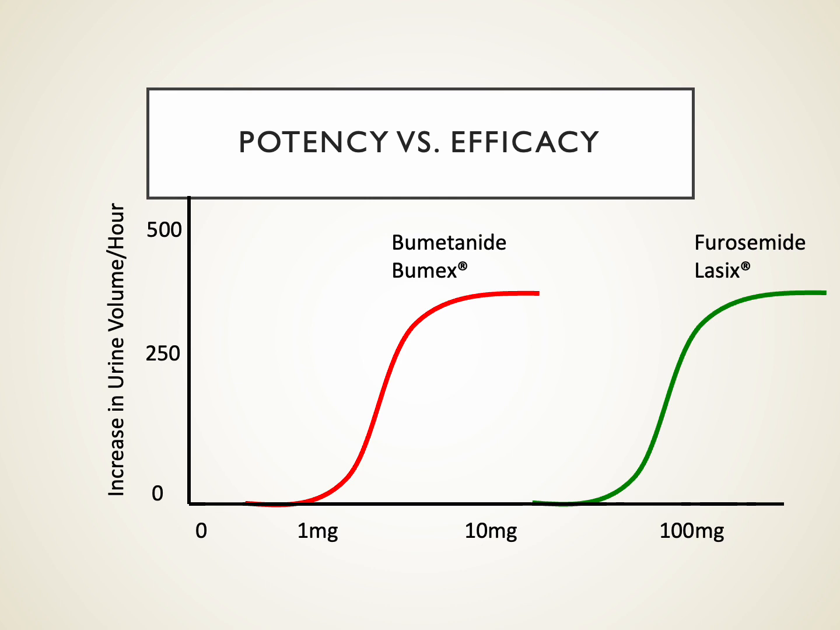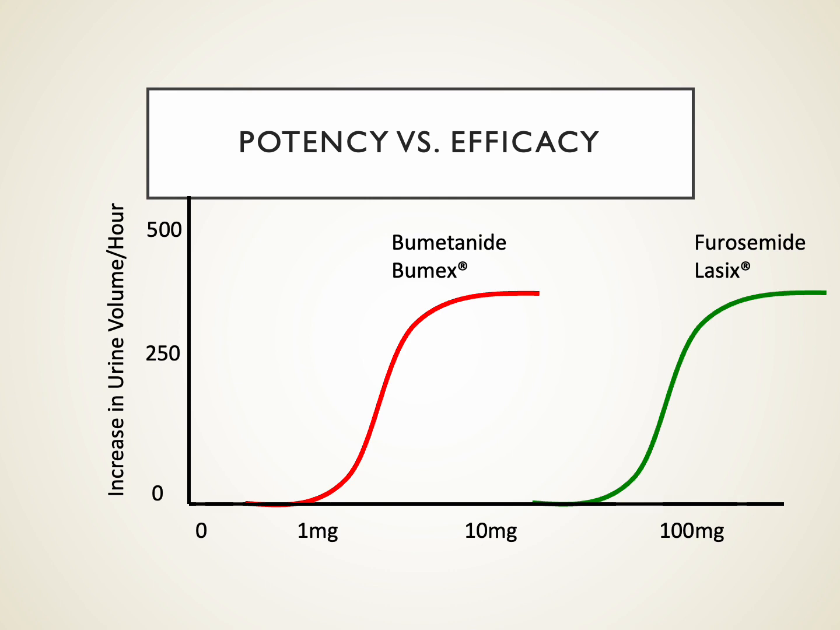A second loop diuretic very similar to Bumex or bumetanide is furosemide or Lasix, very commonly used. This is probably the most commonly used diuretic in the hospital and even outpatient. Again, like Bumex, it has very similar effectiveness. The thing that's different about Lasix, furosemide, compared to Bumex, is that I need more milligrams of the drug to achieve the same efficacy.